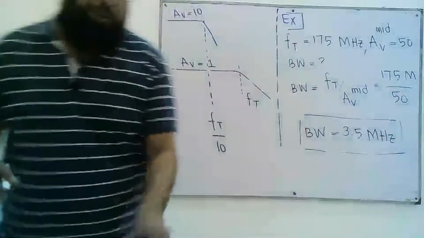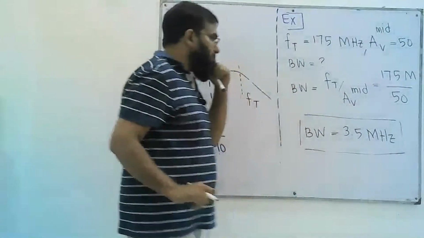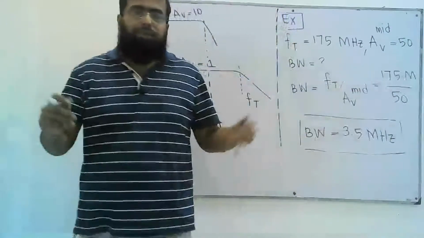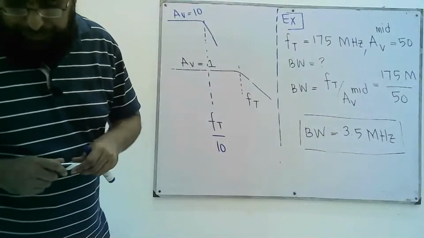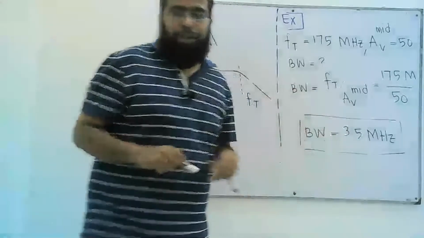You can go beyond 3.5 megahertz if you compromise on gain. If you want, for example, gain equal to 10, you can go beyond 3.5 megahertz and still it will be working as an amplifier with constant gain. So larger gain means smaller bandwidth.